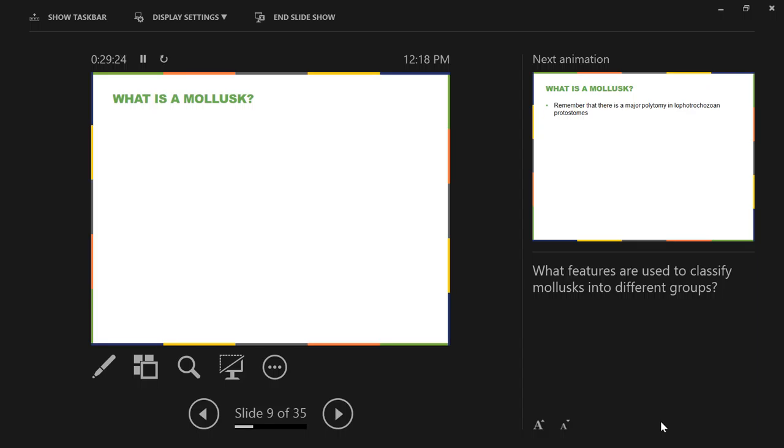Shrimp are crustaceans. Chambered nautilus. So the squid, nautilus, octopi are cephalopods. And so we've got an enormous amount of diversity packed into this group. So what is a mollusk? The answer to that question is it's hard to say. But anyways, we'll get there.